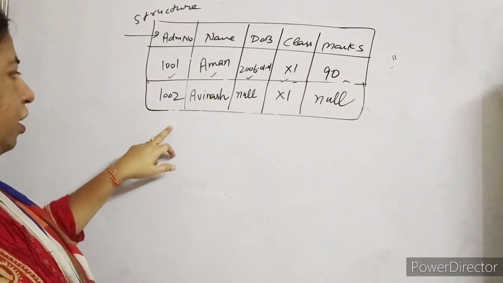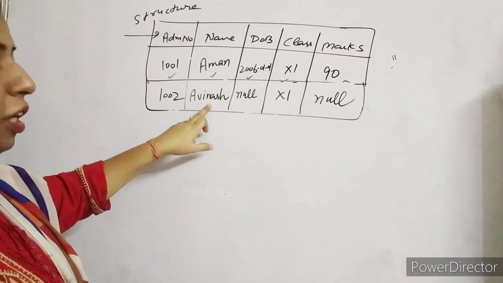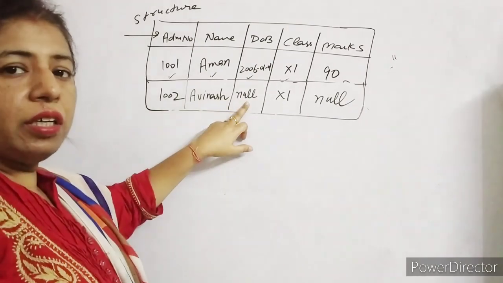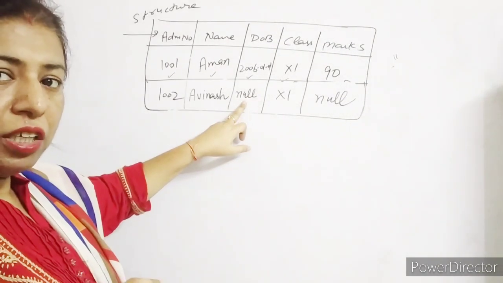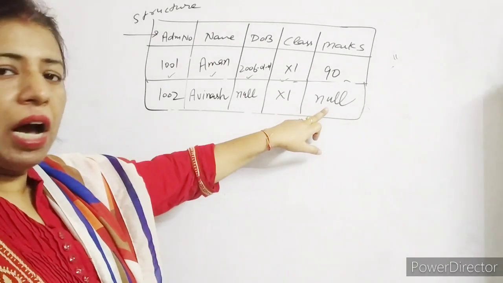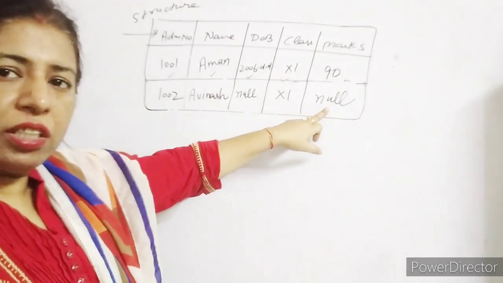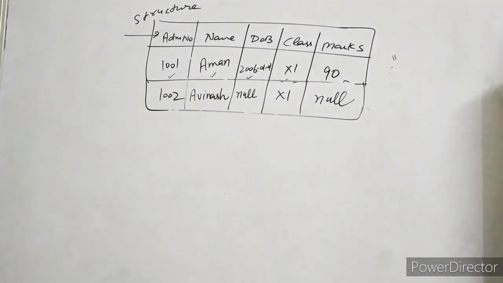After inserting the second record, 1002 is the admission number, the name is Avinash. DOB I have not entered, so I have written null here. Null means I don't know the DOB of that particular student. Then class and marks I also don't know. That's why I have inserted null here. Now you understand what null means. Whenever I want to skip any column value, I write null there. Clear?